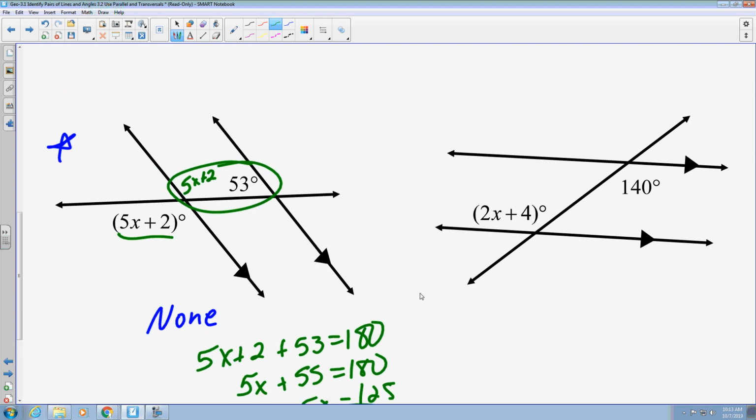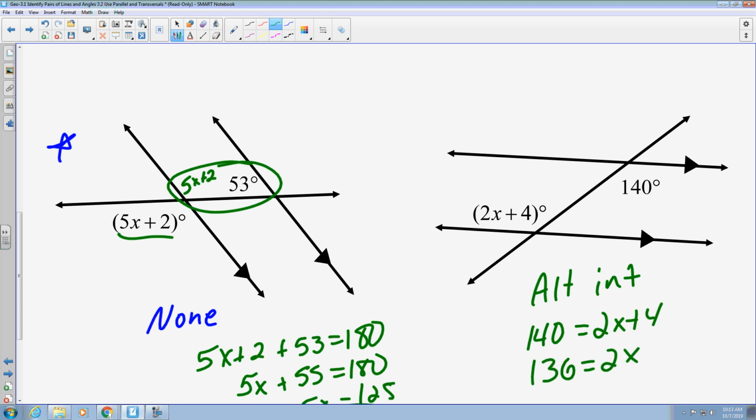And then finally over here, looks like we have alternating interior angles, and they can be set equal to each other, like so. 140 subtracted by 4 gives me 136. Divide everything by 2. x equals 68. And that is being able to use parallel lines and transversals.